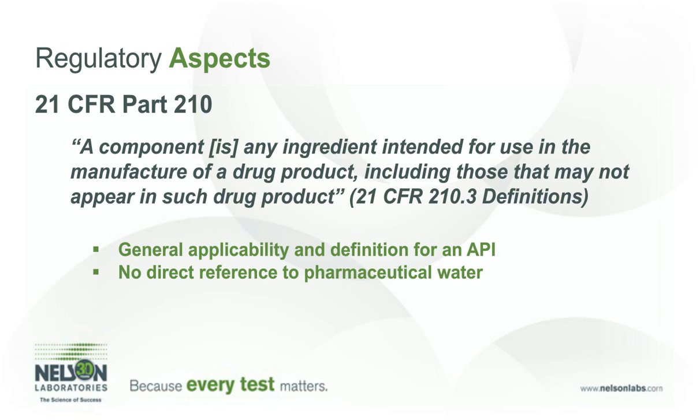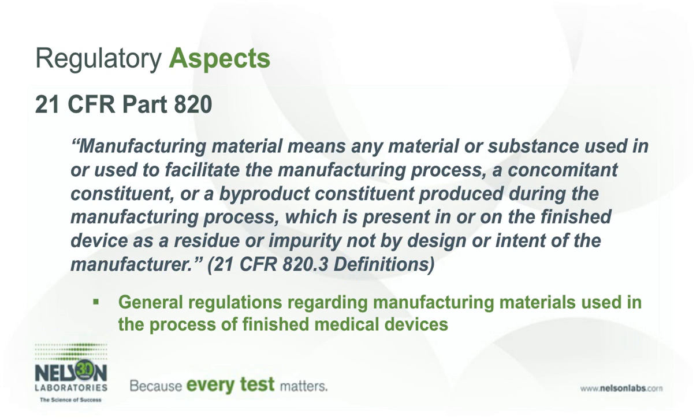In this slide, we have the definition of manufacturing material from 21 CFR, Part 820, the QSR. A manufacturing material means any material or substance used in or used to facilitate the manufacturing process, a concomitant constituent, or byproduct constituent produced during the manufacturing process, which is present in or on the finished device as a residual or impurity, not by design or intent of the manufacturer. Again, general regulation of a manufacturing material.